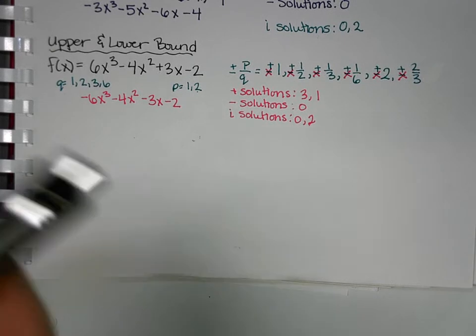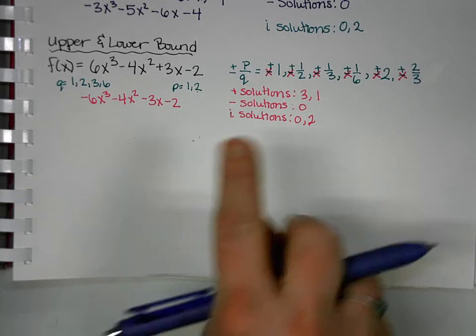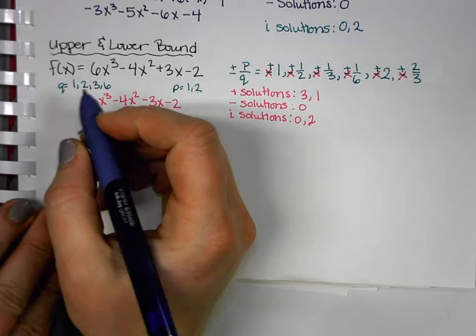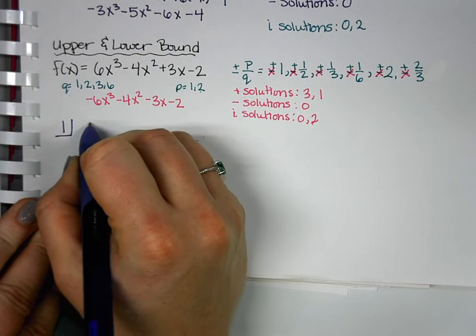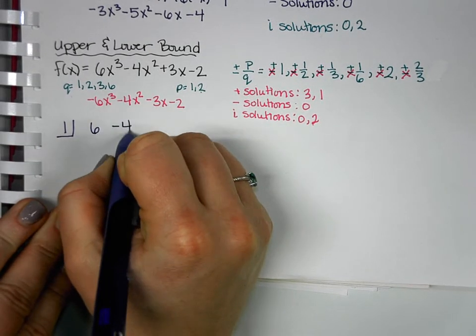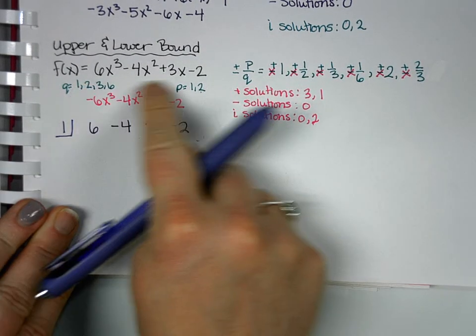So let's pick a positive number. I'm going to start with 1 because it's the first one on the list. So 1, and I list out 6, negative 4, 3, negative 2, and we're using the original function.